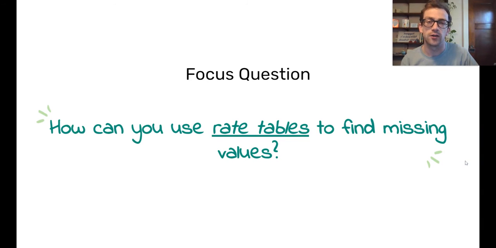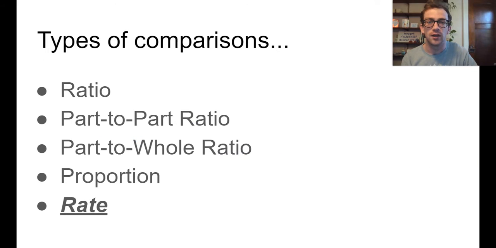We're going to start talking about a new type of comparison, and that's going to be called a rate. And our focus today is to take information from a rate and put it into what we're going to call a rate table. First, let's review all the different types of comparisons that we've been talking about in math.